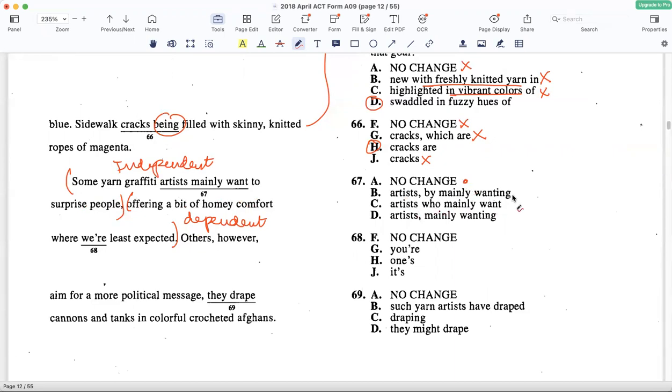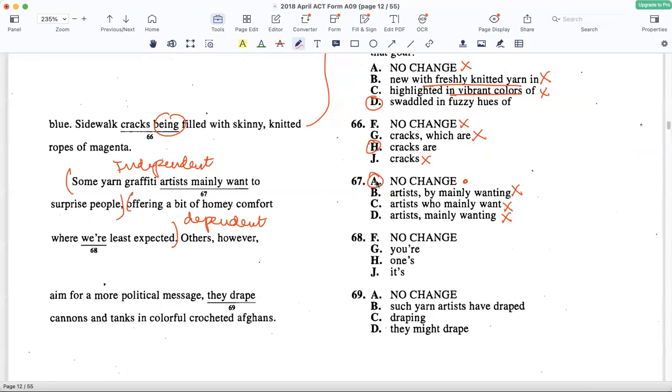If I say by mainly wanting, then I need something to complete it. So this is not independent. Who mainly want? Not independent. Mainly wanting? Not independent. So the only option that's an independent sentence is A.